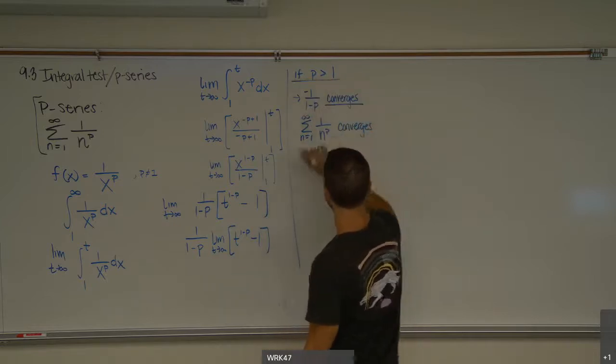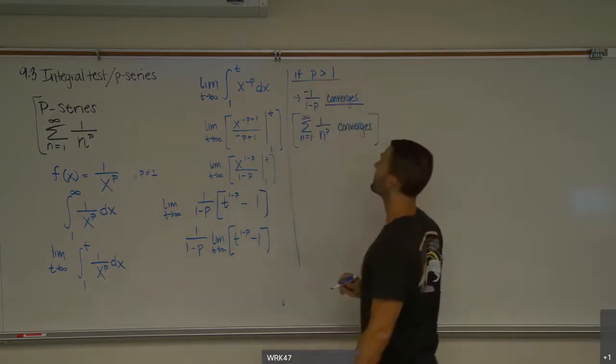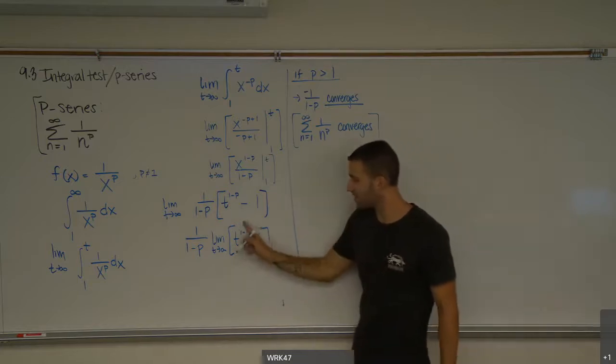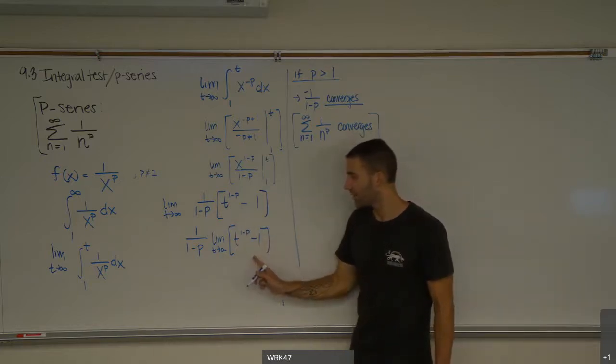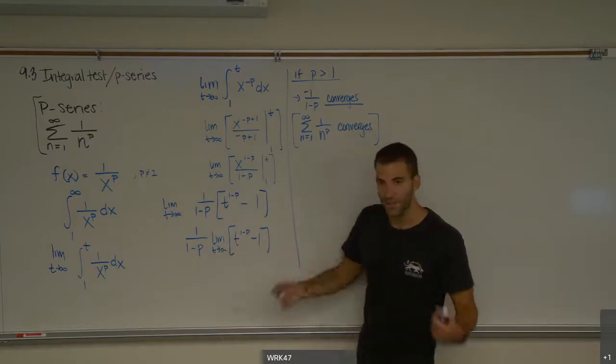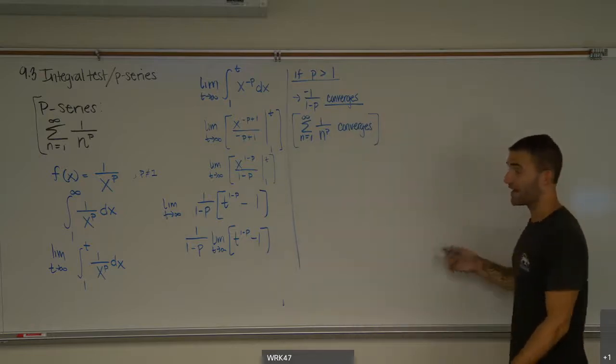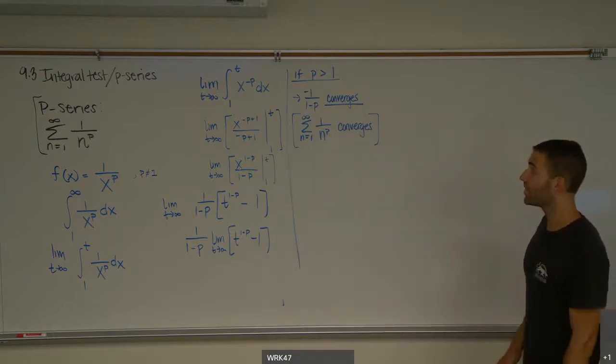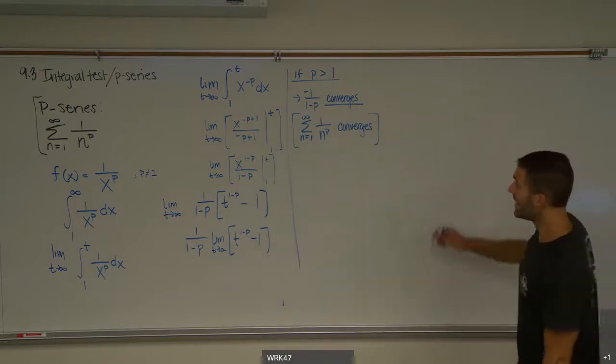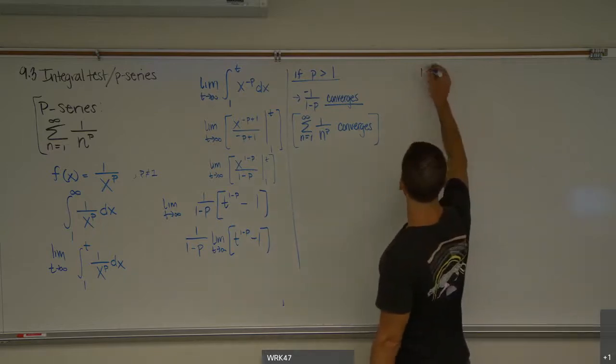So if p is bigger than 1, the series converges. This guy's going to go to 0. I'll be left with this number times -1, but that's fine, it's a finite value. And so it converges.